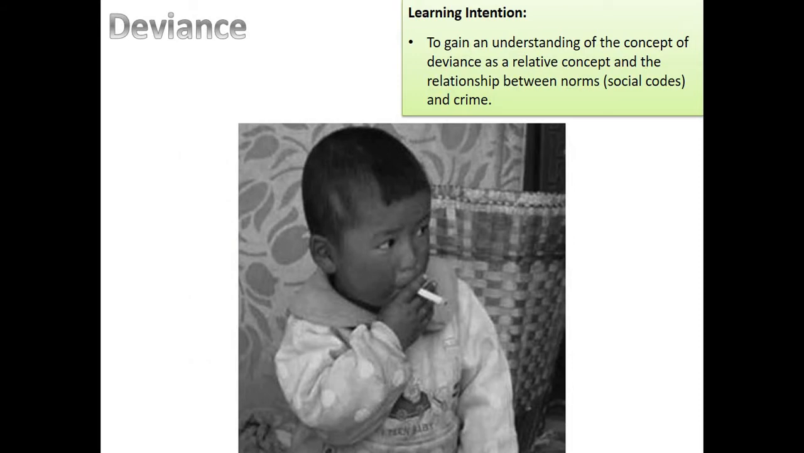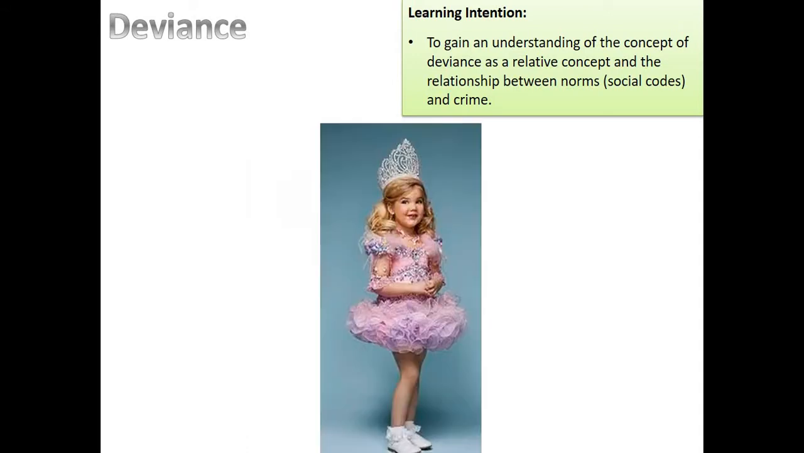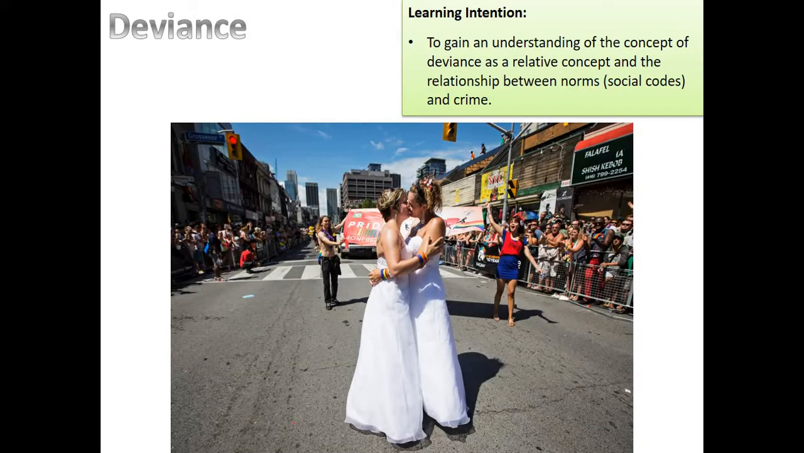Some examples there: a boy picking his nose, a boy smoking a cigarette who is about 4 or 5 years old, a girl dressed up as a Barbie doll, two women engaged in affection in public. Obviously that's talking about same-sex marriage and homosexuality. These are examples of behaviour that would be considered deviant by some, but maybe not deviant by others.